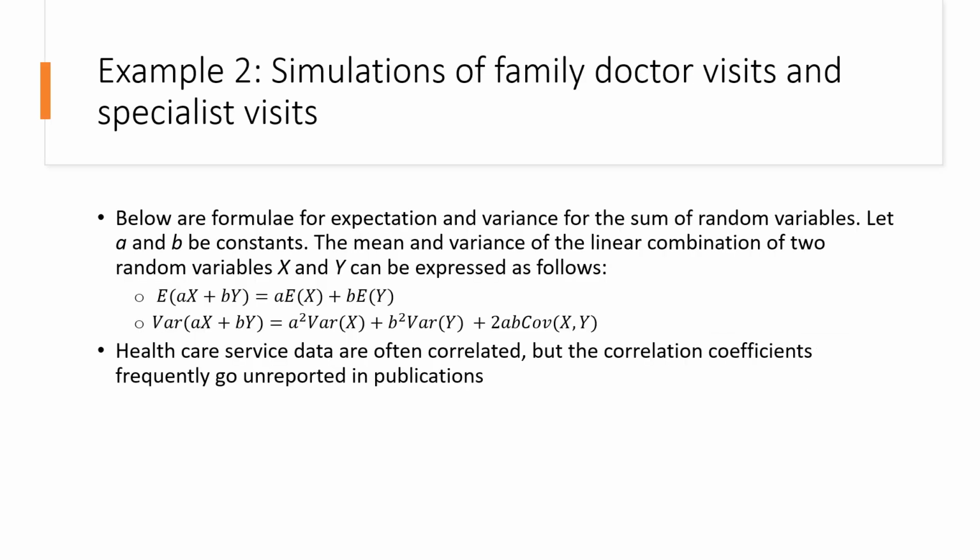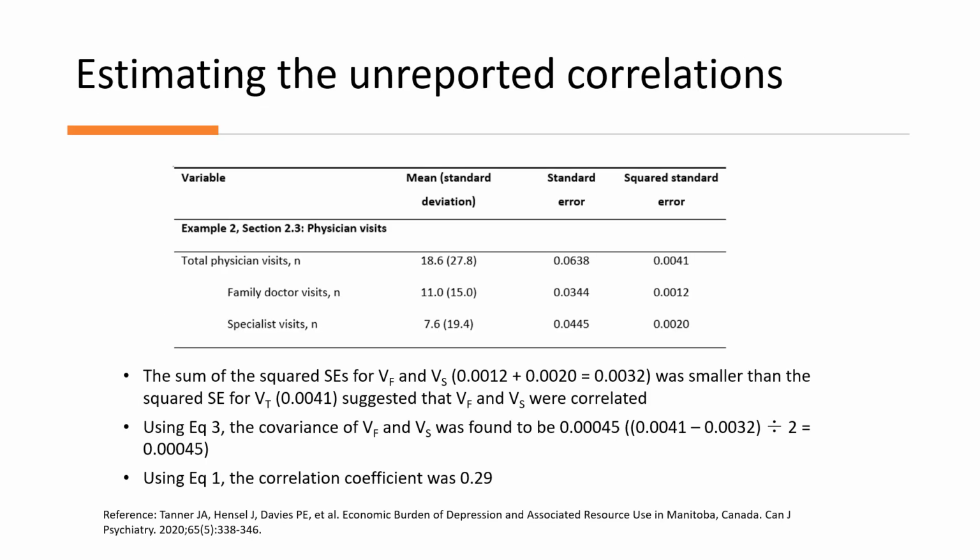Example 2 was used to illustrate the approach to estimate the correlation coefficient of parameters. Formulae for expectation and variance for the sum of linear combinations of two random variables were presented in the slides. Healthcare service data are often correlated, but the correlation coefficients frequently go unreported in publications.